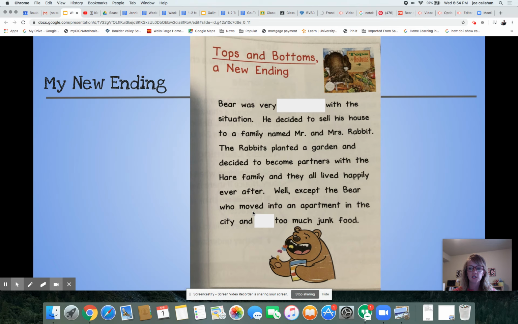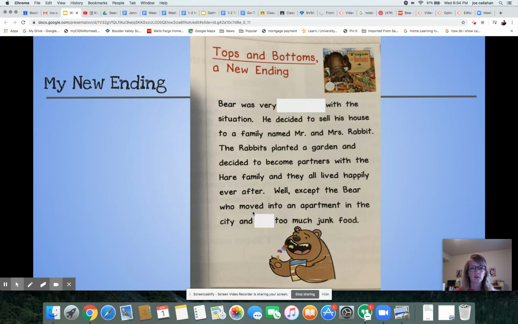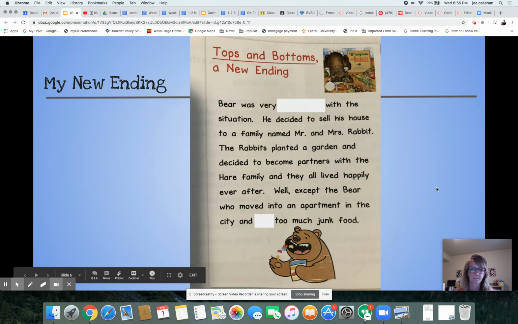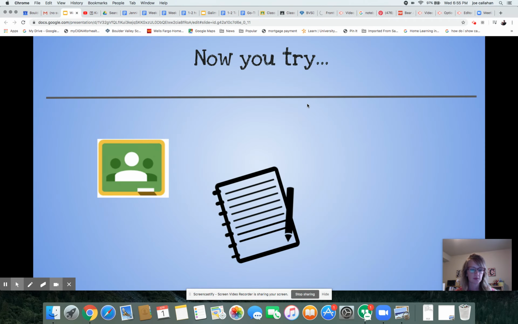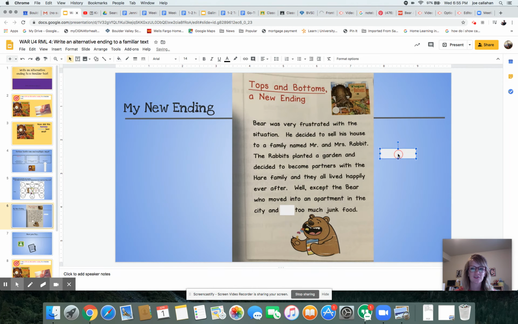So I want you to see if, based on what you know about Bear and Hare, you can use that background knowledge to help me fill in these words to this ending that I rewrote. Bear was very blank with the situation. How did Bear feel after Hare kept tricking him? What was one word we used to describe Bear? That's right, frustrated.